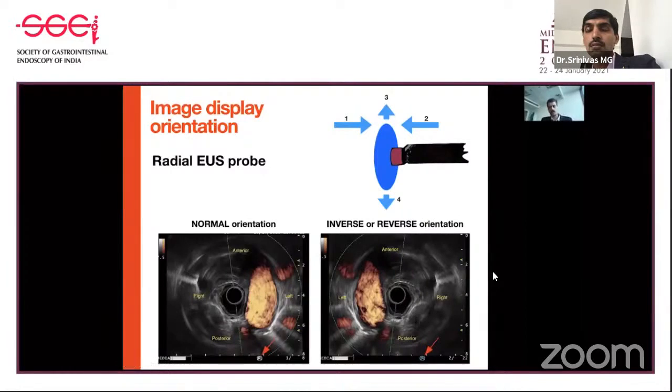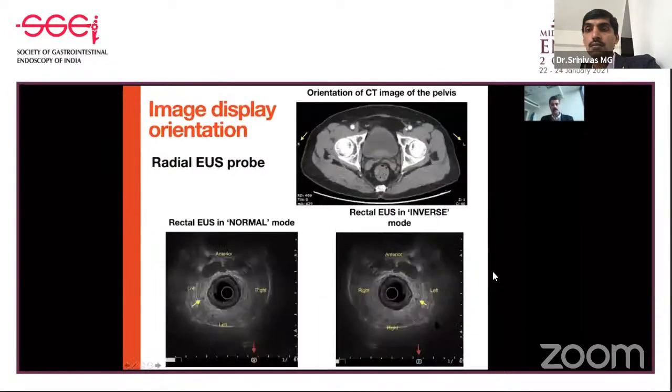The image is now flipped, and we don't normally image the patient in the inverse orientation in the upper GI tract. However, when we go into the anorectal imaging, the probe is now coming from below upwards instead of from above down. And if we image in the normal mode, this is the reverse of the CT scan imaging.